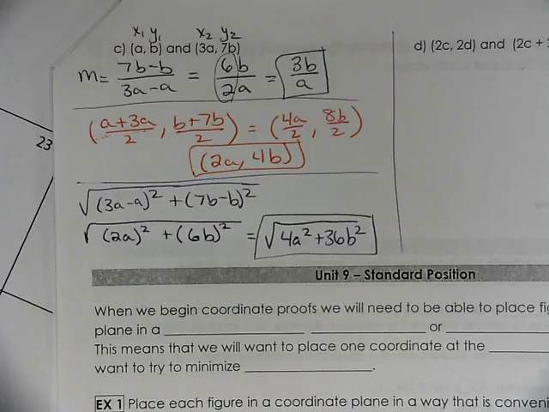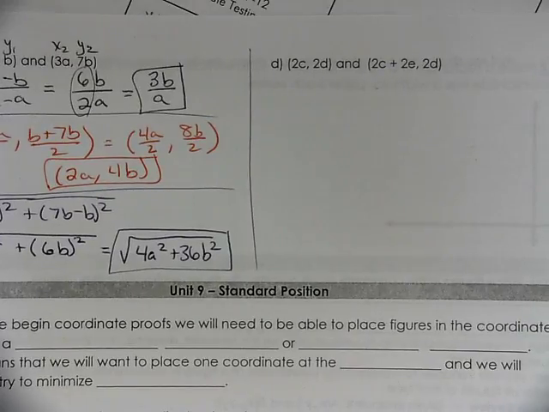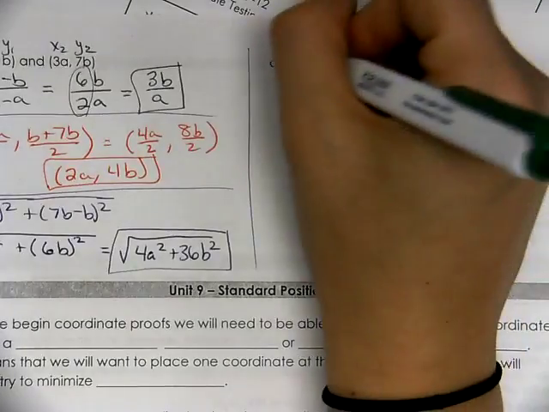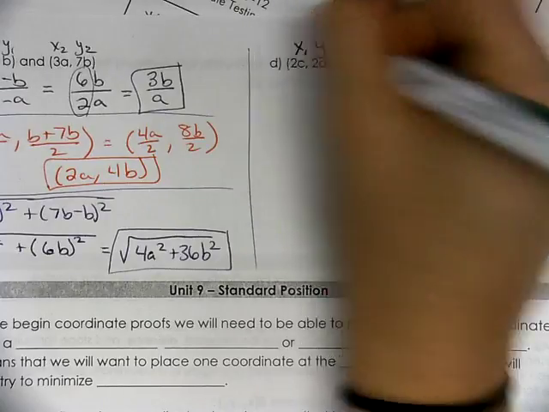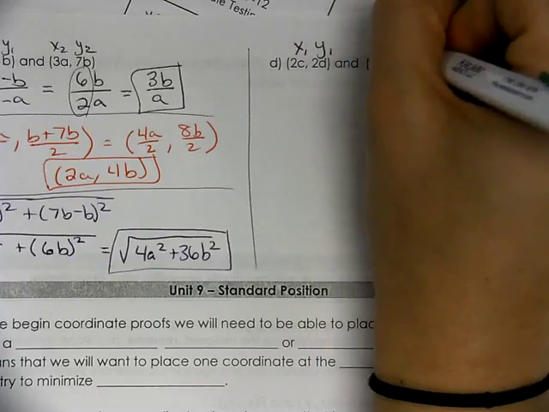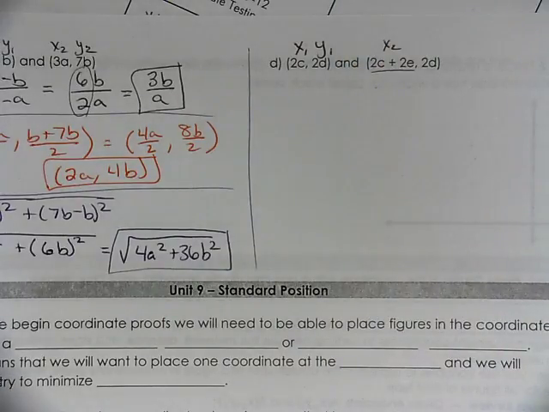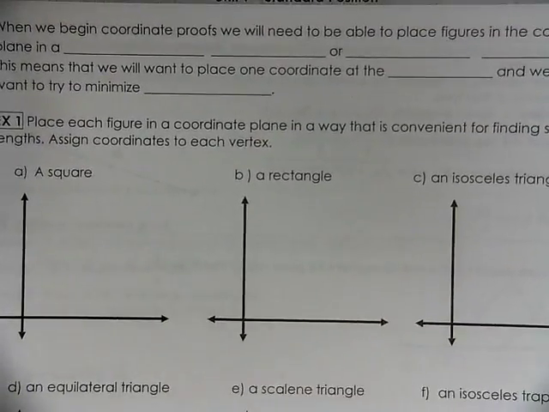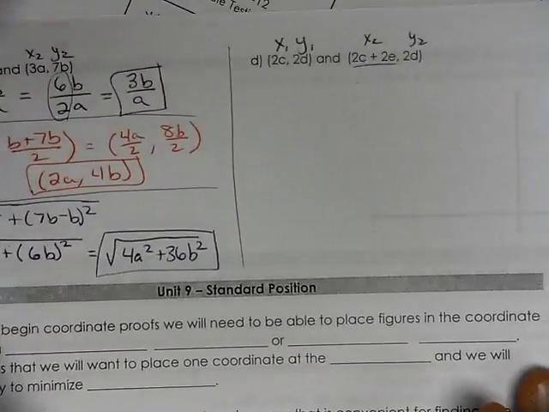Okay, the last one's the hardest. But it actually ends up simplifying to a pretty easy thing. So 1 point is at 2C, 2D. That's my x1, y1. x2 is this whole thing, 2C plus 2E. y2 is at 2D again. And this, like I said, will come in handy next week when we have to start looking at this kind of stuff, where it's very abstract.